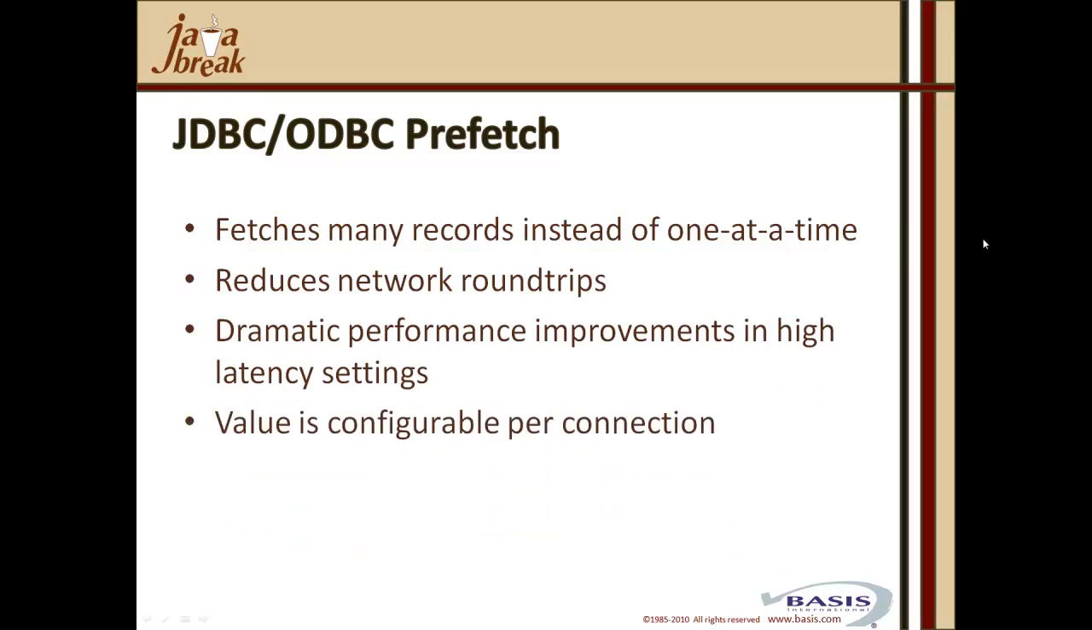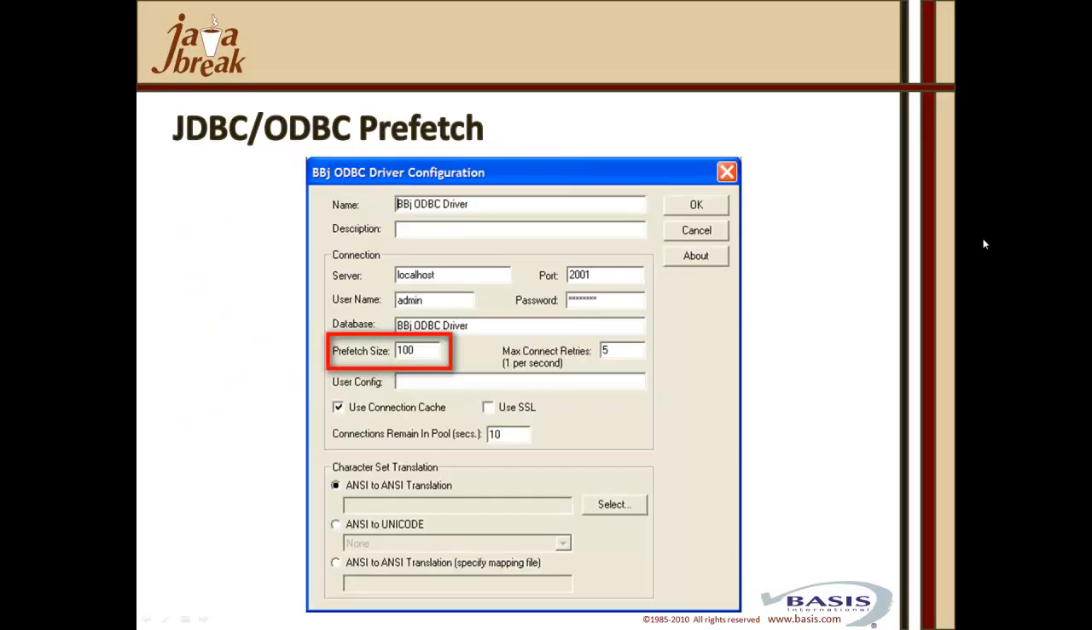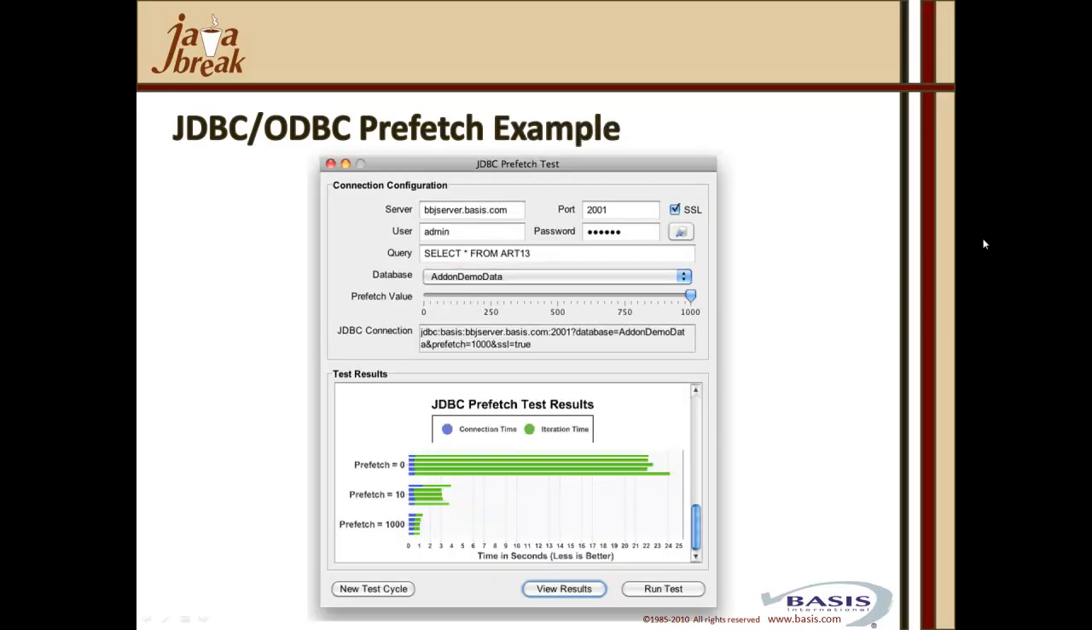That value is configurable on a per connection basis, and we also recommend that you utilize connection pooling to reduce the amount of time taken to re-establish a connection. So in the JDBC ODBC configuration, in this example here, I have a screenshot where I have a prefetch size, and this is the one that you should set to a value that will give you optimal performance. And you'll see also just below that I have checked the use connection cache to make sure that subsequent connections occur much faster across the network.